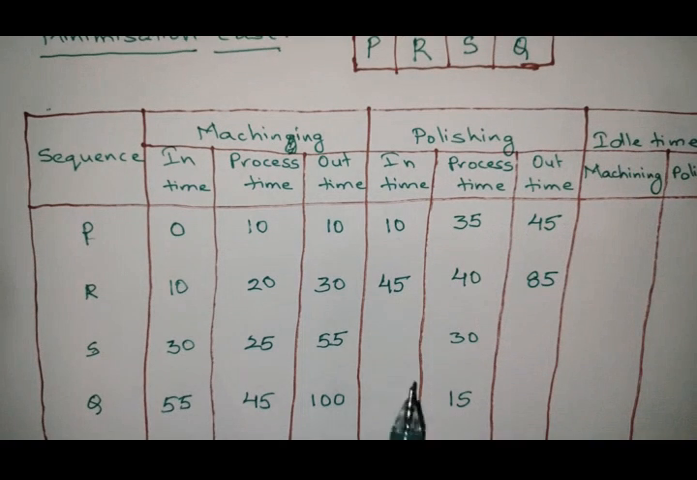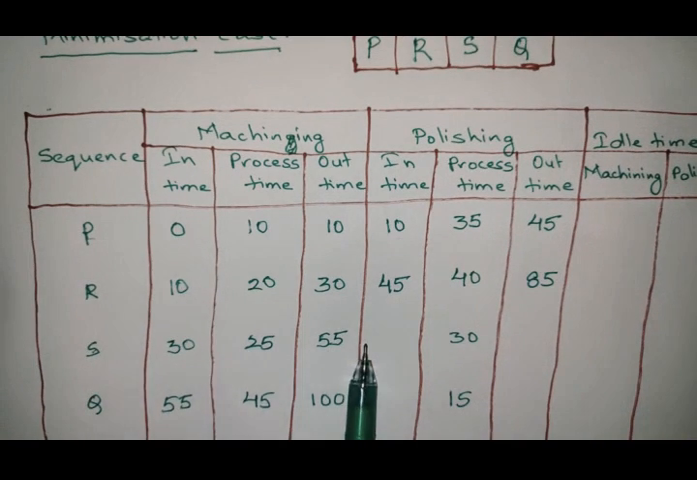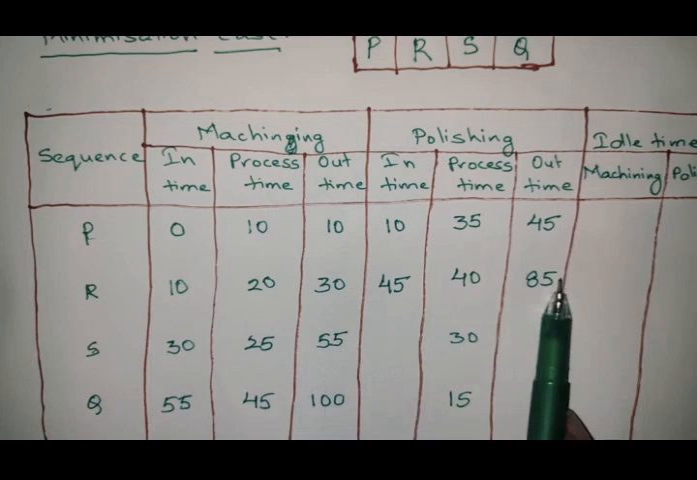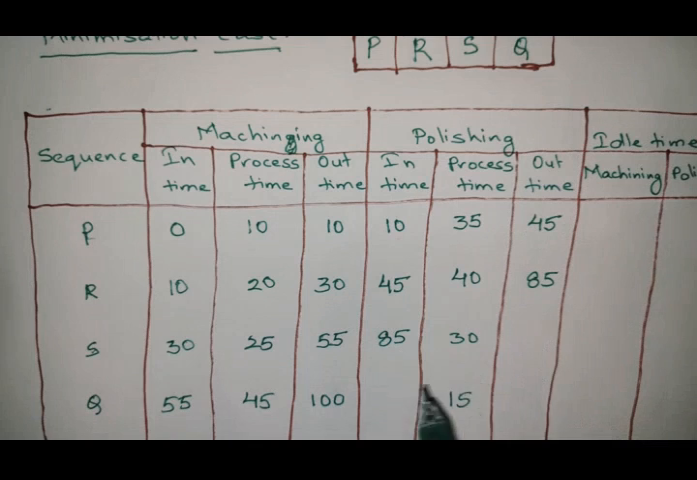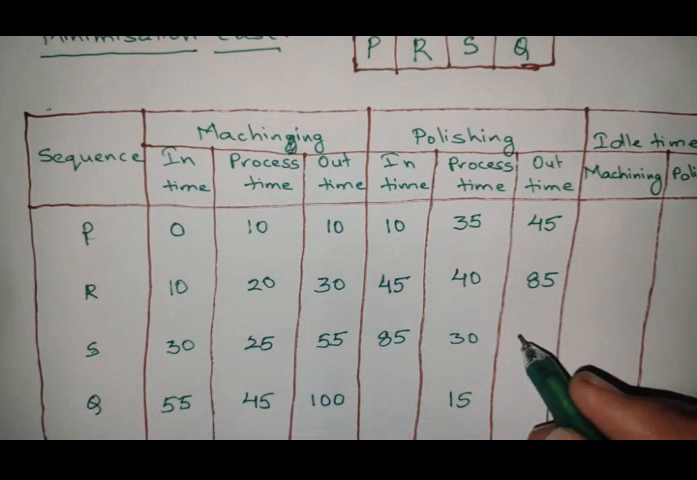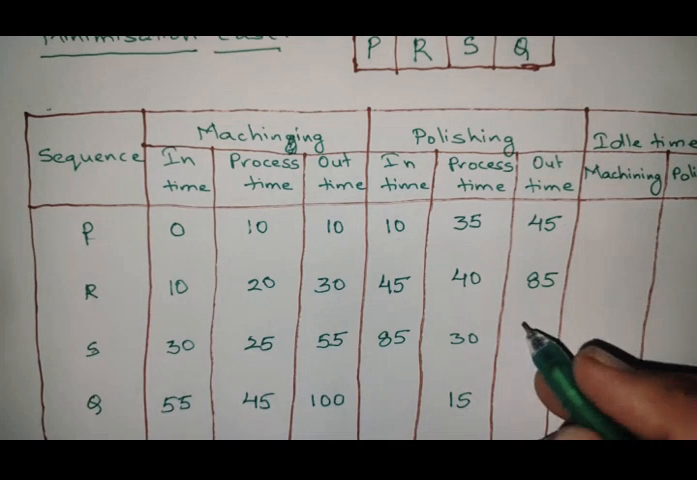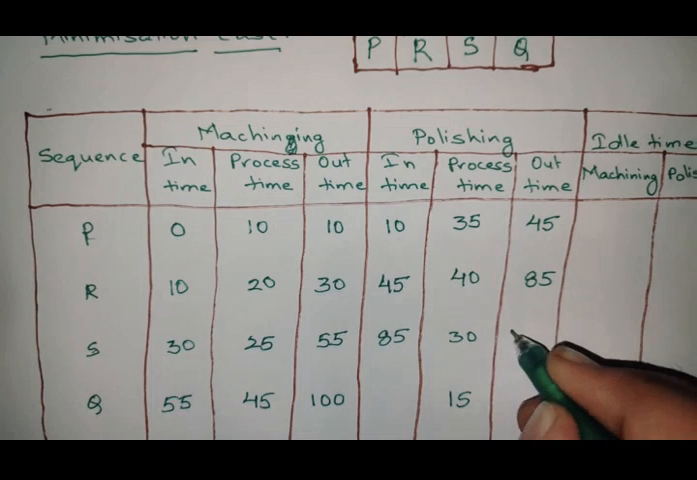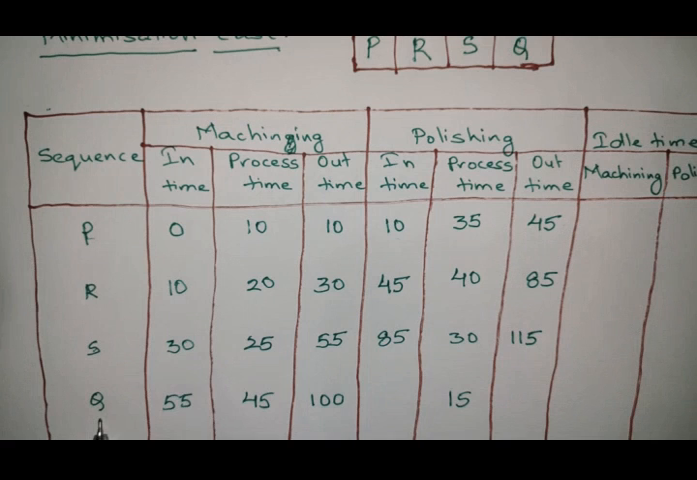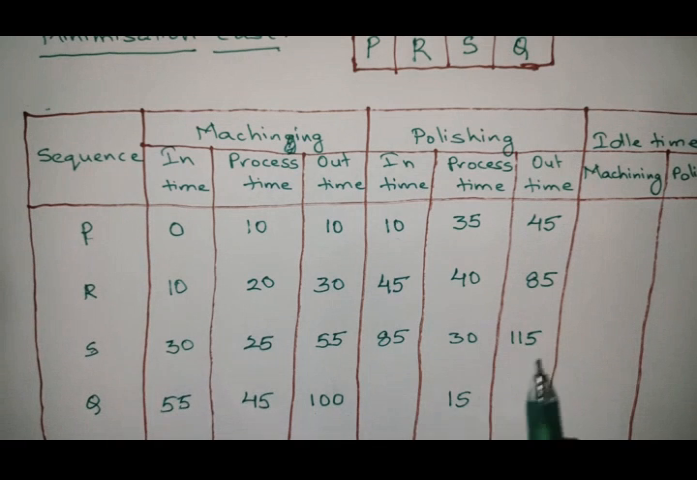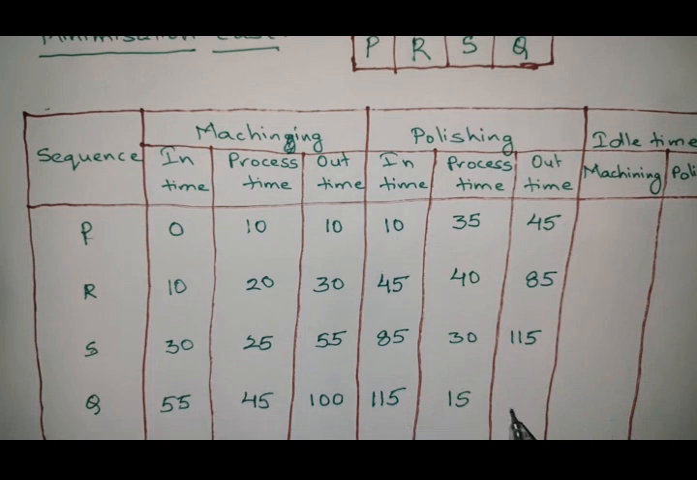Next, the in time for job S in polishing is the maximum of 55 and 85. It is 85. Then out time will be 85 plus 30, which is equal to 115. And next, coming to job Q, the in time is the maximum of 100 and 115. It is 115 and out time is 115 plus 15, 130.